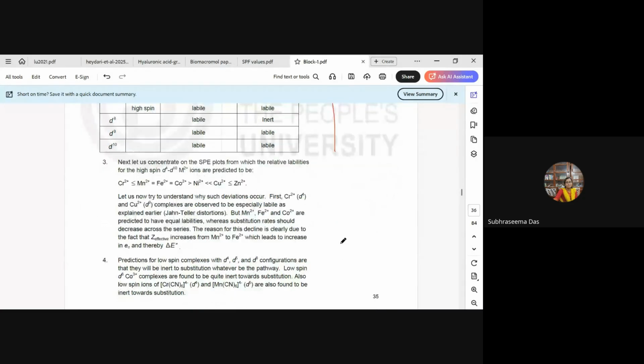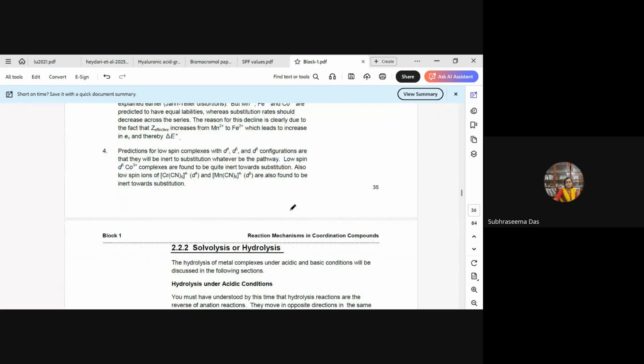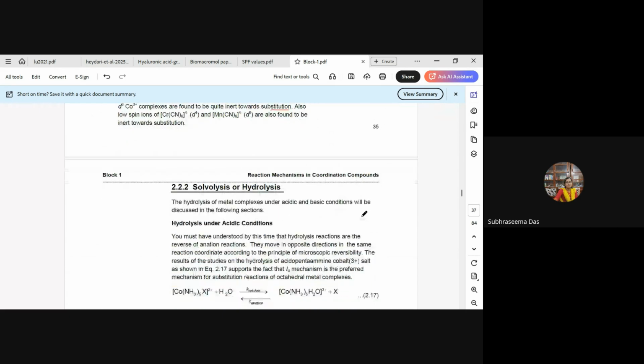Next, let us concentrate on the SPE plots for the high spin d4 to d10, and here it follows this order. So the predictions for low spin complexes with d4, d5, d6 configurations are that they will be inert to substitution whatever be the pathway. Low spin d6 Co(III) complexes are found to be quite inert towards substitution.